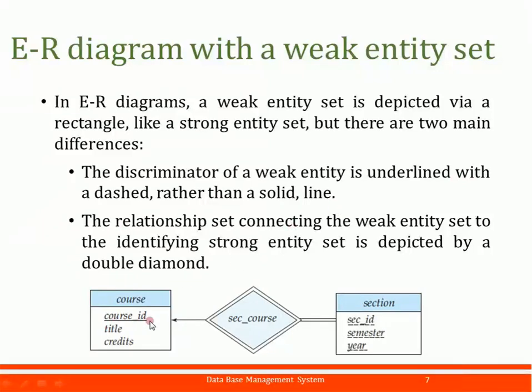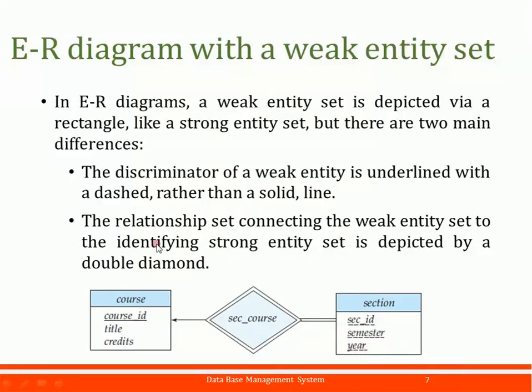So the solid line can be used to represent the primary key of a strong entity set. Here in case of course, it is the owner entity set and this is the child entity set. So this is the parent and the child, and this is the strong entity set and this is the weak entity set. As you could see, the strong entity set has a primary key on its own, but the weak entity set does not have any primary key.